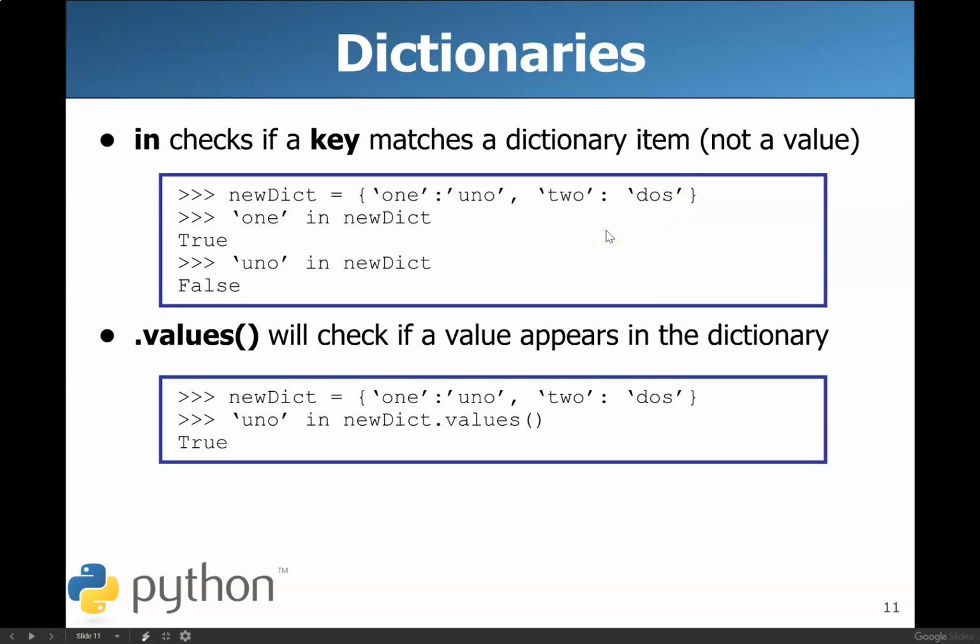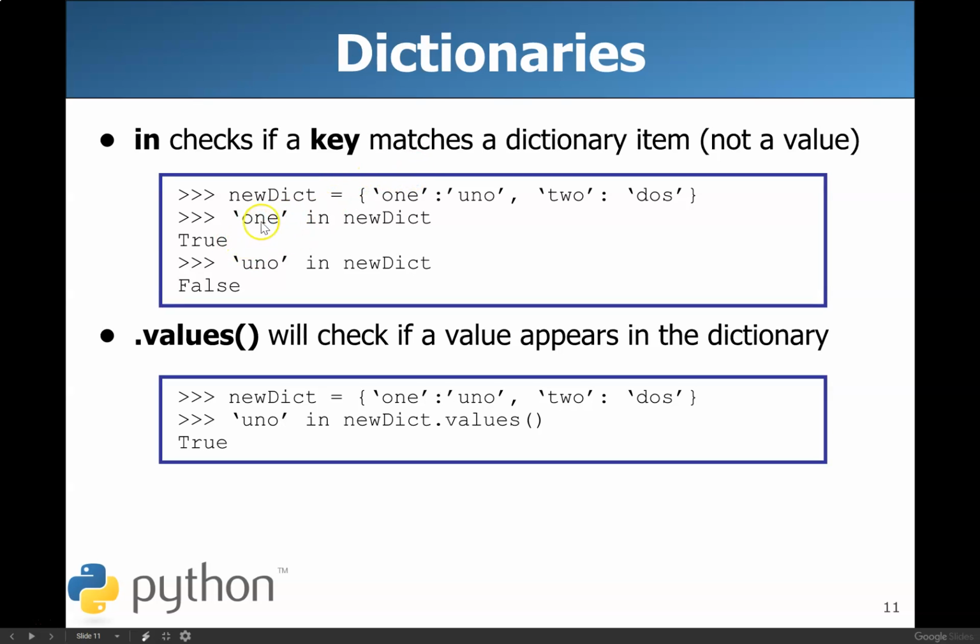So you can use the in command. Remember how we checked if a letter was in a certain word? You can use that in dictionaries too. So we've got the same dictionary we had before, and you could just say print 1 in new dict, and it'll print true because 1 is in the dictionary. Uno in new dict is false because it only checks the keys, right?